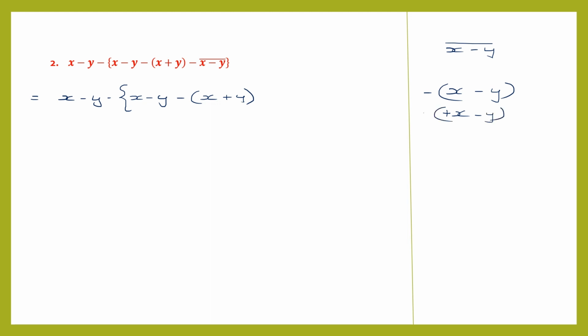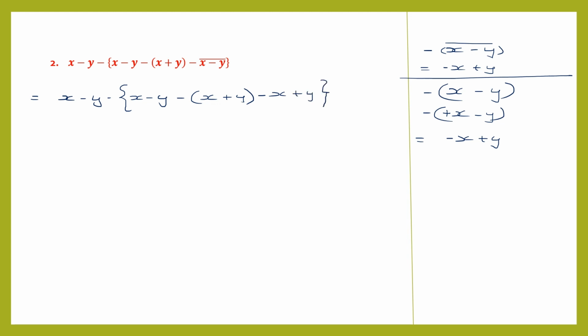Now, if you have to remove the brackets, what will it become? Plus will become minus and minus will become plus. It's the same thing in the case of a bar bracket. If you have a minus sign before it, the sign of all these will change. So this becomes minus x plus y. So this is what we need to write here. So that is minus x plus y, and we have removed the bar bracket.